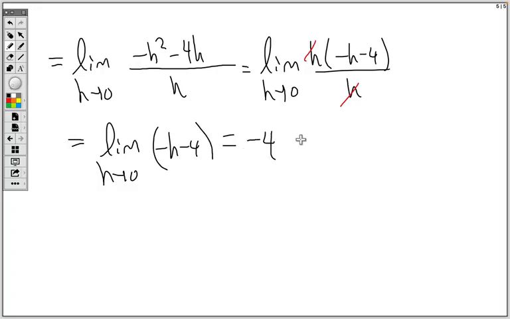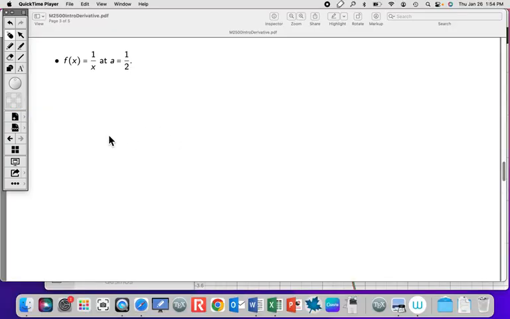I get negative 4, same answer I had before. Okay? And so, once again, that's what should happen on all of these examples, is regardless of which limit process you use, you should get the same slope. Next example, we're looking at f of x equals 1 over x. The particular x value here, a equals 1/2.